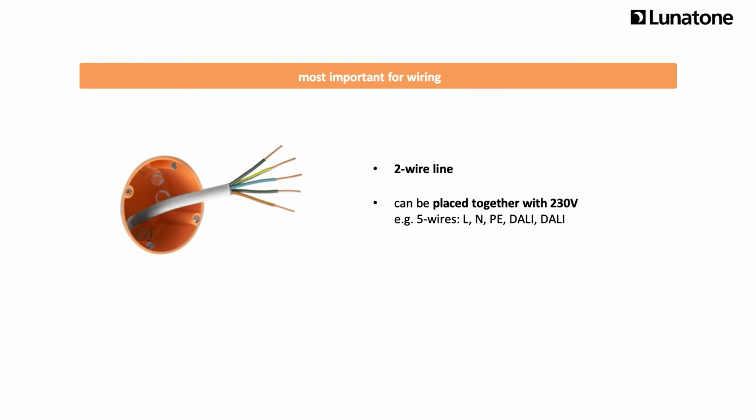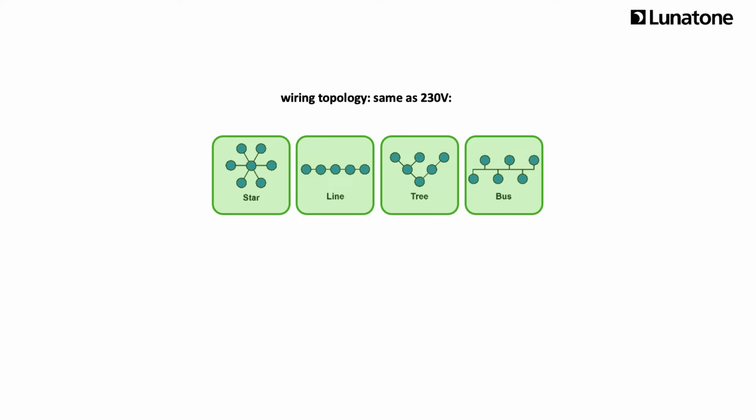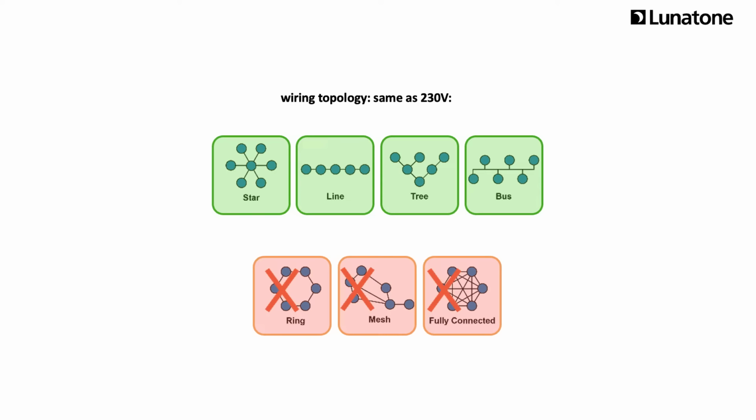The DALI bus is a 2-wire line. The wires can be wired together with the 230-volt line, for example as a 5-wire line with phase, 0, earth, and 2 times DALI, which makes it practical, efficient, and cost-effective. The wiring topology is the same as the network wiring. Lines looping through, star wiring, or tree structures are possible. Rings, meshes, or daisy chains are not allowed.